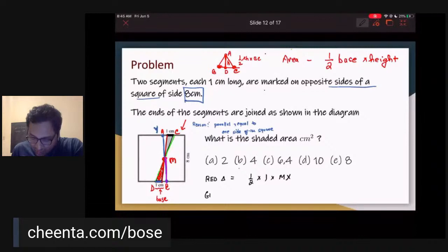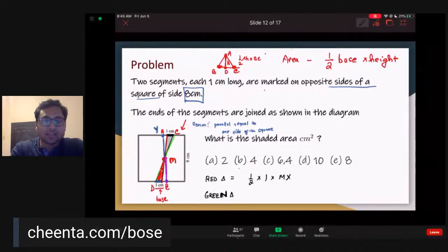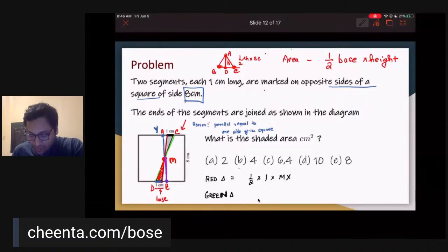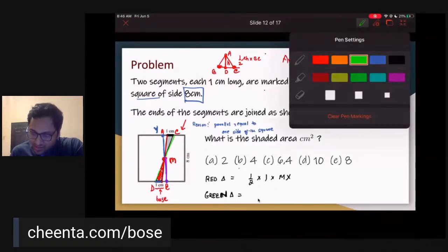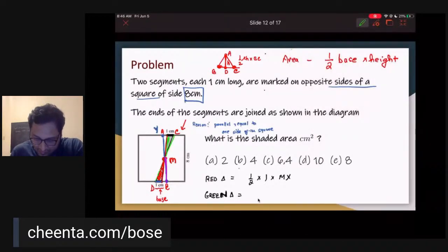What is the area of the green triangle? Can anyone tell me the area of the green triangle? You have to think about it. So I'll shade the green triangle here. It's right here. What is the area of the green triangle? It's not the same. We don't know. It's okay. Abhineet is giving a correct answer.